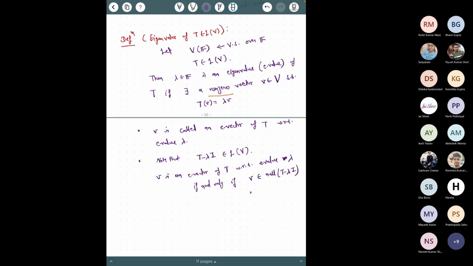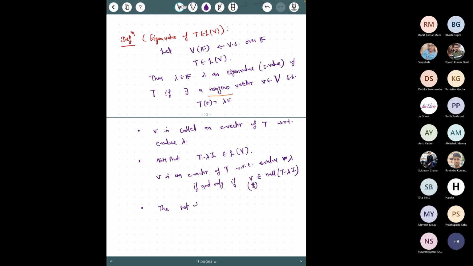V belongs to, of course, V is non-zero, if and only if V belongs to the null space of T minus lambda I. Okay. And also, just to denote the set of all eigenvalues, we don't know how many eigenvalues there could be, but we collect all the eigenvalues and we put them in a set and we call this set I of T. This is the notation we'll use.